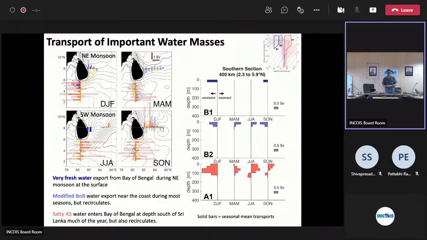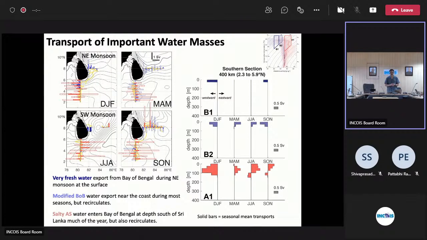Along the southern section, in the right-hand figure, we've got the transports plotted by water mass class, season, and depth. The top panel is the B1, the interior Bay of Bengal water mass, the middle panel is the B2 water mass, and the bottom panel is the Arabian Sea water mass. The main point to make here is that if we look at the Bay of Bengal interior water, that's flowing on the surface there.